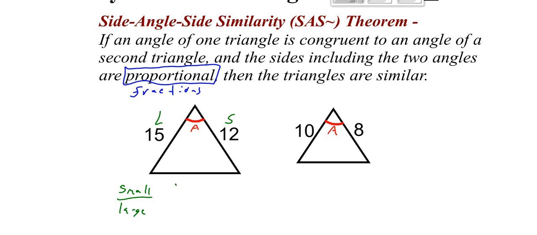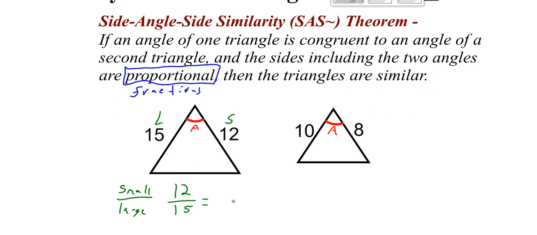Okay, small over large for this triangle is 12 over 15. So anything that holds this proportion is true. Remember, proportions we can reduce because we're scaling, making things larger and smaller. So if we reduce them for both triangles, and the reduced fraction is the same, then we know they're in proportion.